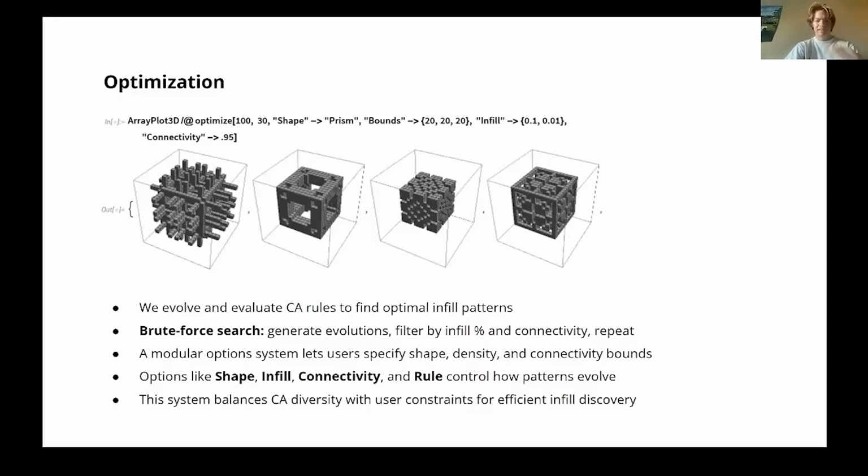This optimize returns just a list of a bunch of matrices representing which patterns fit these specifications, and then we mapped array plot on it. And this is basically the core interface for how a user uses our algorithms to get a 3D printer pattern that is suited for their needs.